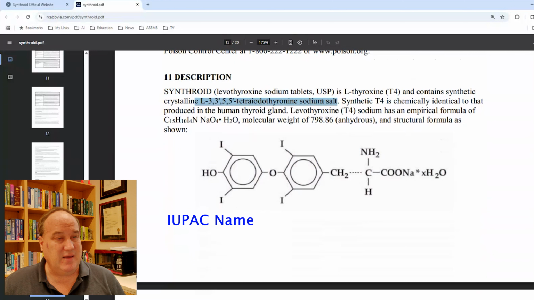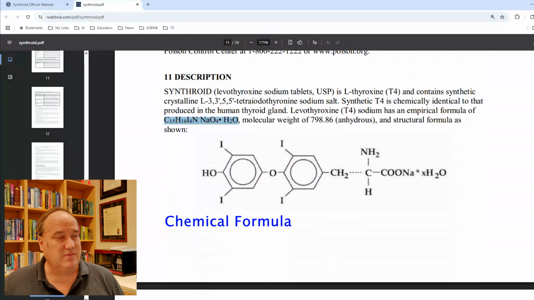So that's just what that means. And so then they tell you synthetic T4 is chemically identical to that produced in the human thyroid gland. So it's basically the same thing. You're taking this as a supplement, right? And so this is the chemical formula here.